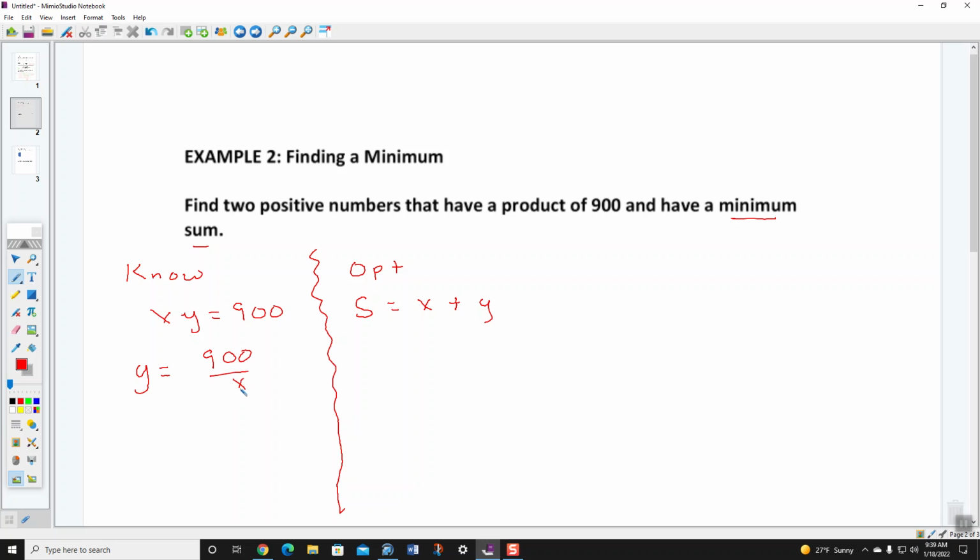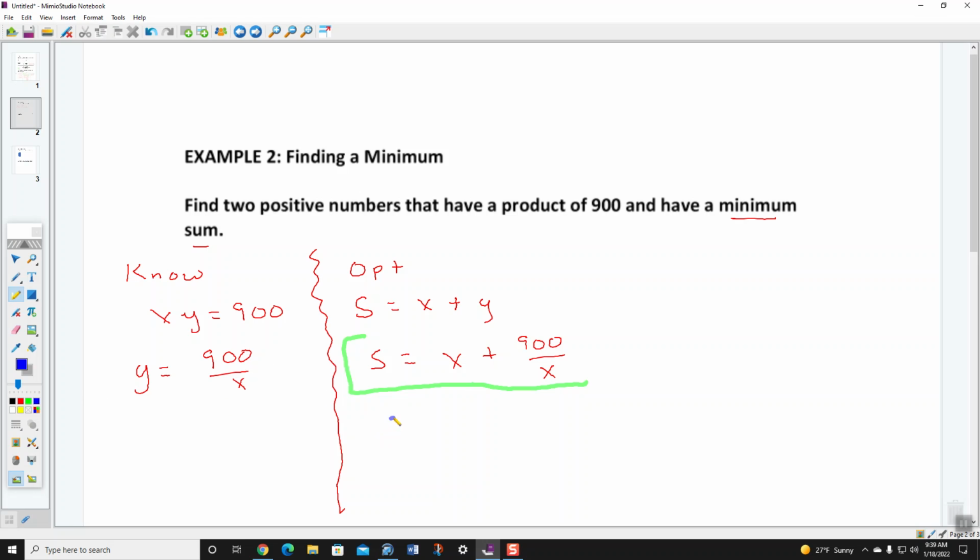Okay, so real quickly, kids, the sum that we're trying to minimize would be x plus what? 900 over x. Okay, here's your question. In this case, do we have a sum S written in terms of just x right here? Is that a good thing or bad thing? Okay, so we are ready to differentiate right here.